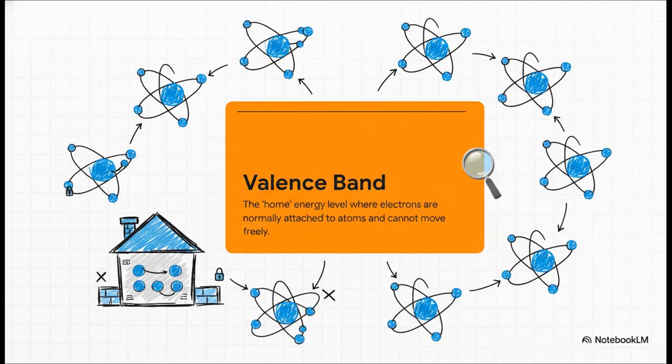First up, you've got the valence band. The easiest way to think about this is that it's the electron's home base. It's the default energy level where it's just hanging out, attached to its atom, stuck in that crystal grid. It's comfortable, but it can't really move around or get any work done.